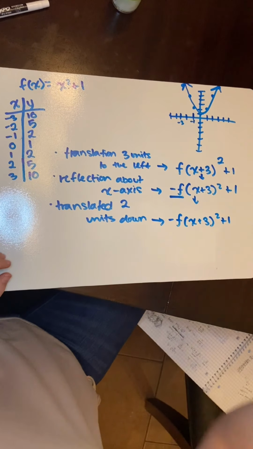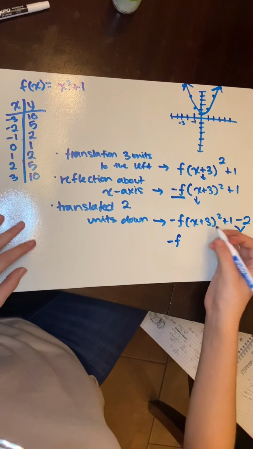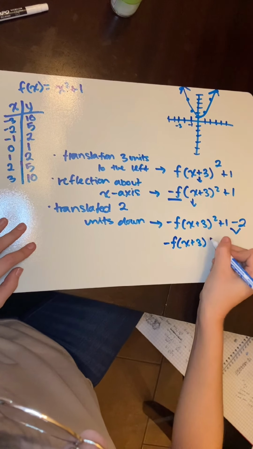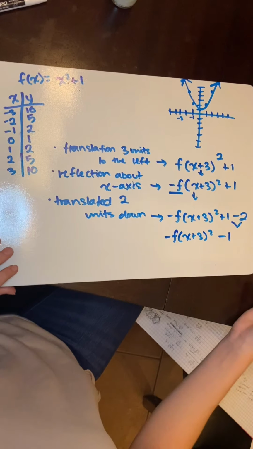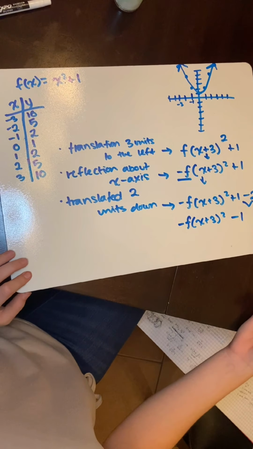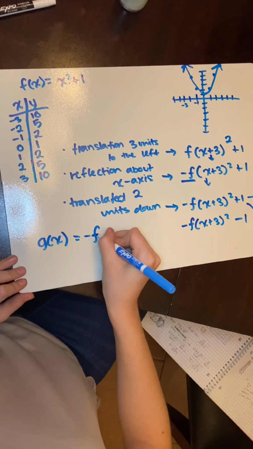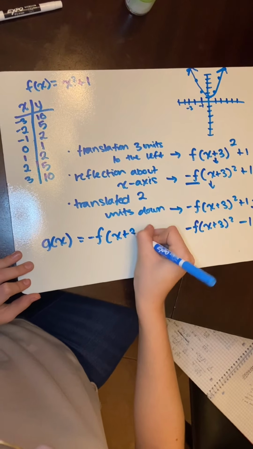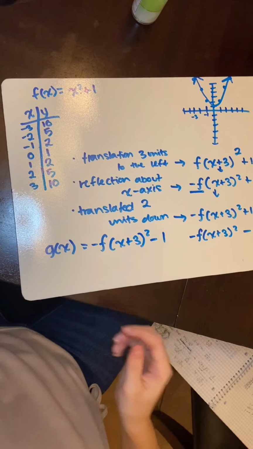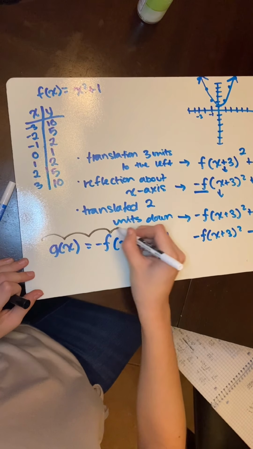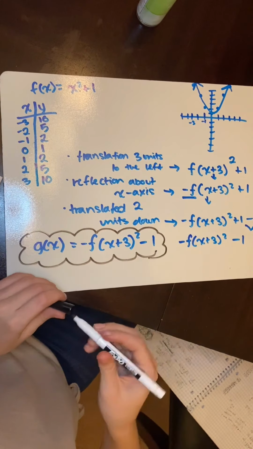This gives us the fact it's going down, so it's negative 2. We're going to add that. f of x plus 3, 2. 1 minus 2 gives us negative 1. So your actual function, your g of x, equals negative f(x + 3) squared minus 1. So this is the function I'll be using for your graph.